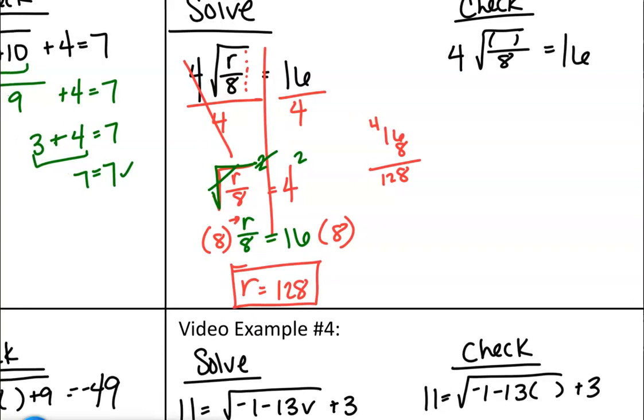Let's check that first. So 128. 8 goes into 128. Let's see, probably 16 times, since 8 times 16 is 128, so 16. And the square root of 16 is 4. And 4 times 4 is 16. So we do have the correct answer.